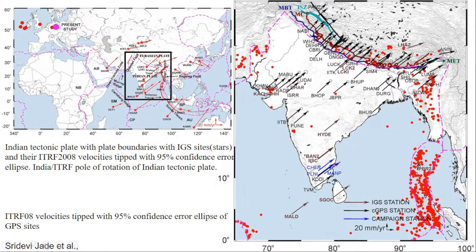So this is UK, and then this is Europe. So Jade et al. has estimated that this Euler pole is coming in this location.